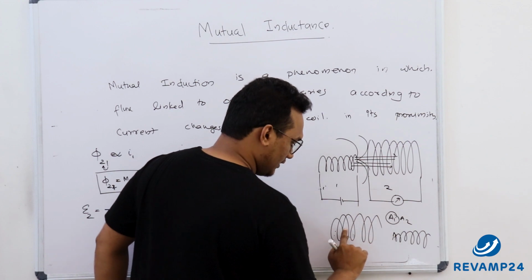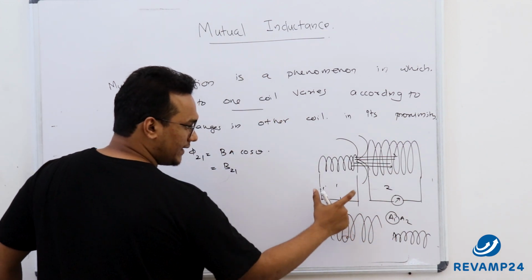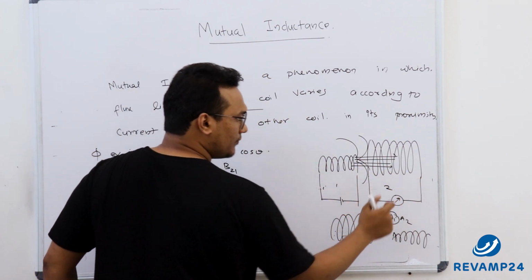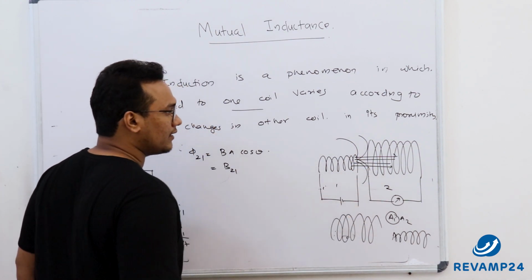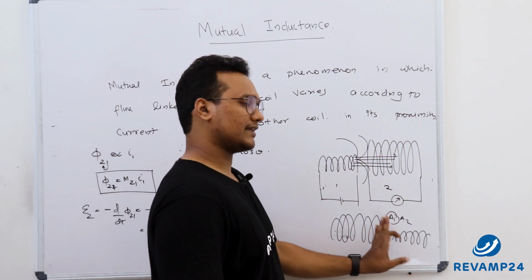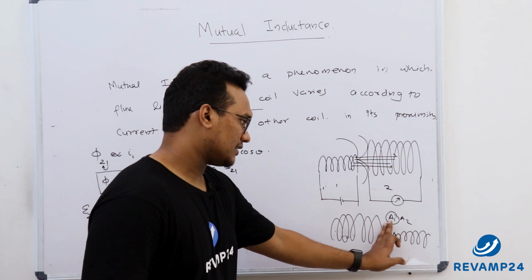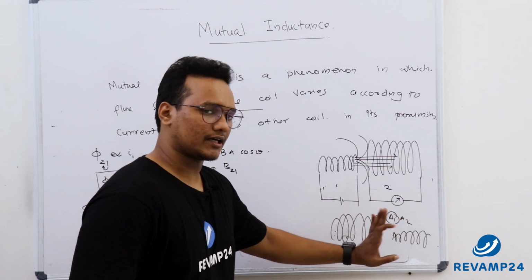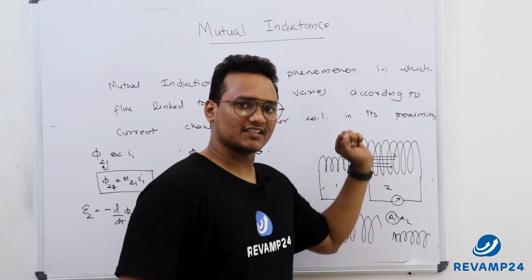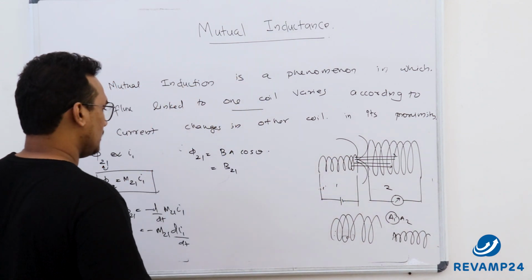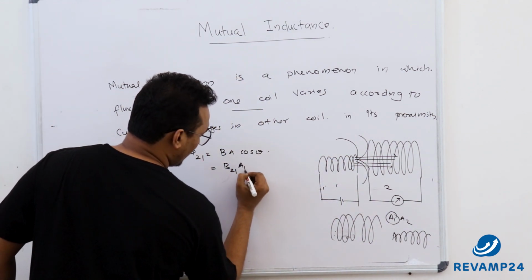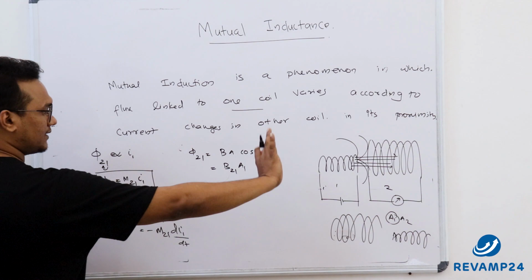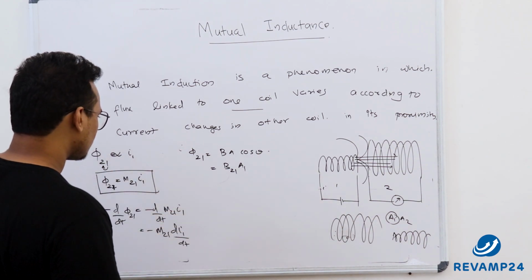So out of A1 and A2, out of area of one coil and another coil, take the smaller area, and that is now going to represent as A1. Now A1 means out of 1 and 2, 1 is smaller, so A1 represents the effective area, and that is the smallest of these two areas. So B21 into A1 cos theta is cos 0, which is 1.